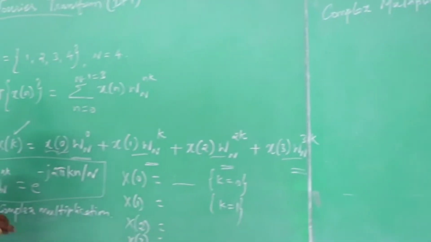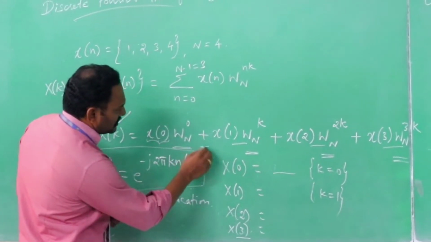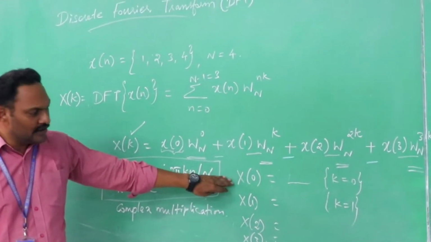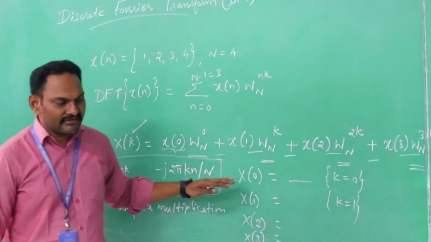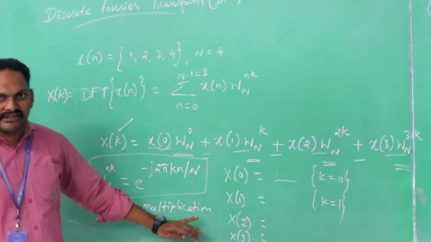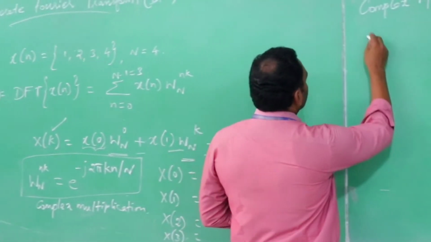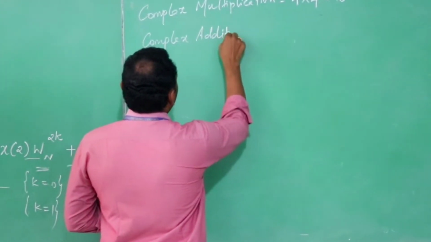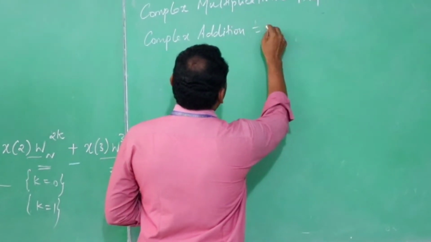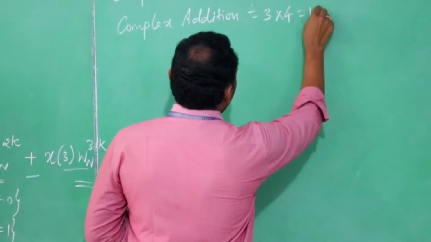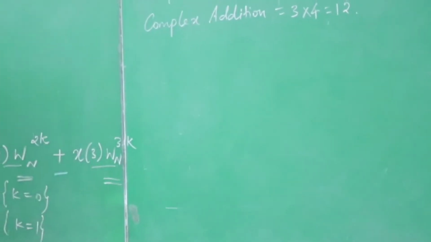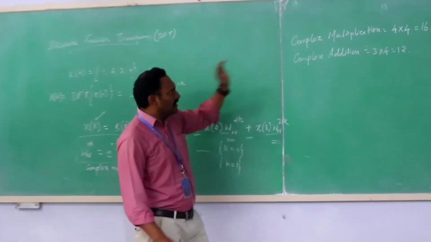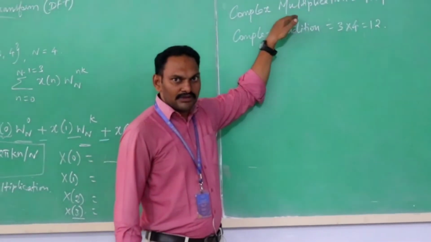Now consider the complex addition values. Here we have one addition, here one addition, and here one addition. For finding the X of 0 value we need 3 additions, and likewise we repeat up to X of 3. Therefore the complex addition required is 3 into 4, which means 12. For a simple 4-point computation using DFT, we need 16 complex multiplications and 12 complex additions.